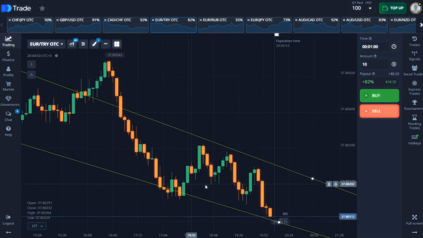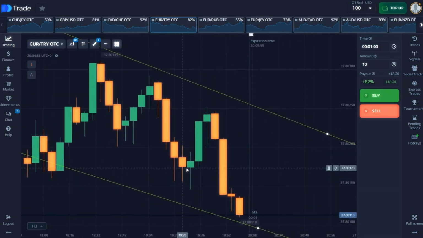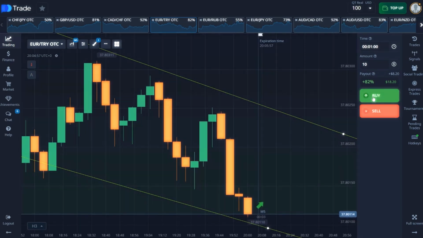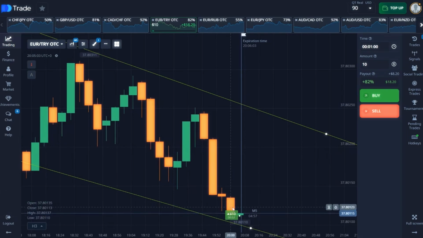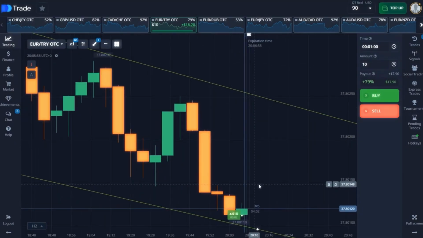And let's open the first position for $10 for 1 minute at the end of this candle. Here we expect a rollback upwards and look at the result. So, friends, our first position ended in net plus. As you can see, we have rolled back upwards from the support level. And in general, we did everything correctly. We received a net profit of $8 on top.